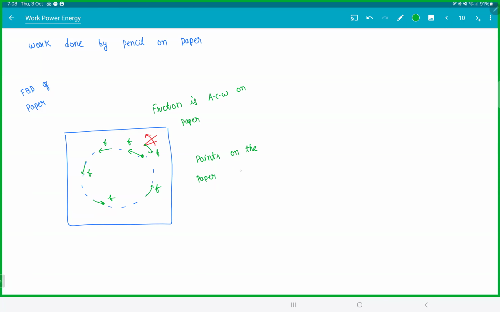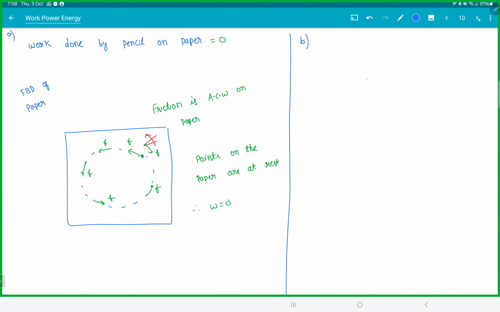So there is a force, but there is no displacement. Therefore, work done is zero. So work done by pencil on paper is zero. It doesn't do any work. Is that clear? The second one is interesting though.